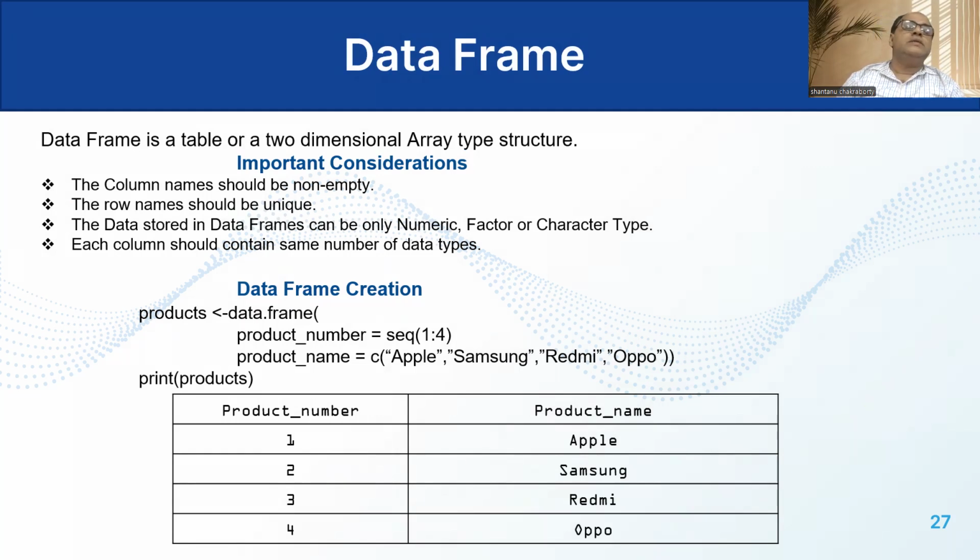So product is a data frame which has a product number in a sequence from 1 to 4, and four different, distinct product names. So product number 1 will have the first product name, the second product number will have the second product name, the third product number will have the third product name, and the fourth one will have the fourth product name, and so on.